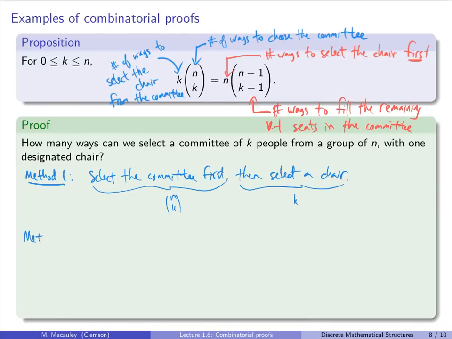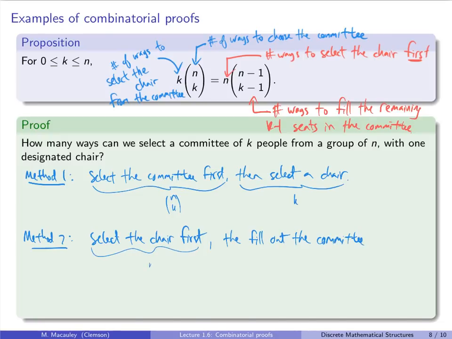And method two is select the chair first, then fill out the committee. So there would be n ways to select a chair, and I said then fill out, and there are n minus 1 remaining people who need to fill k minus 1 spots.